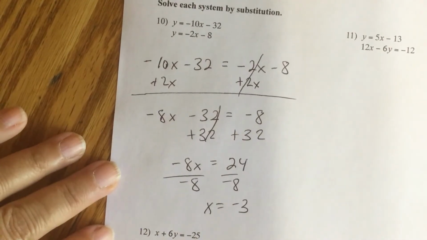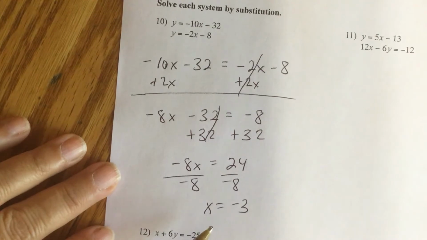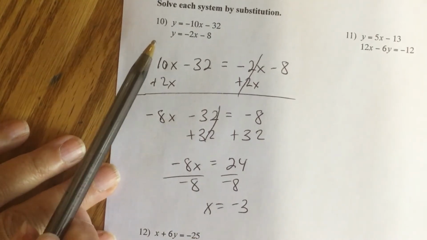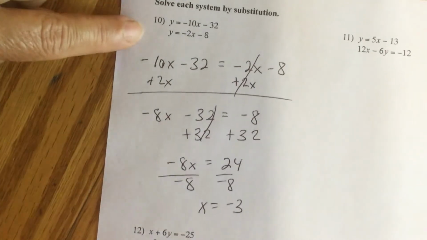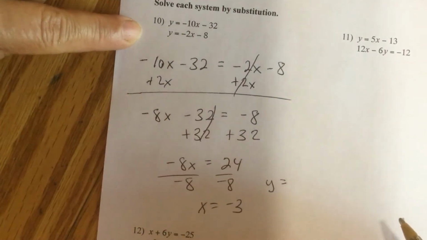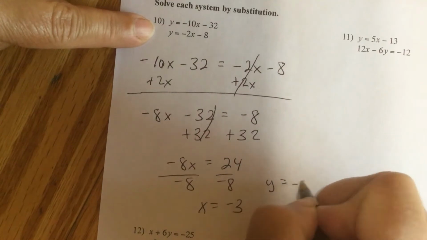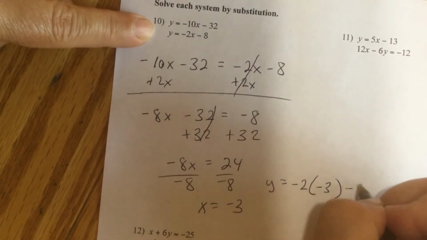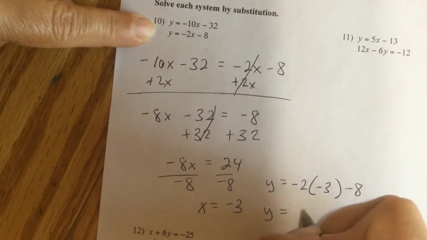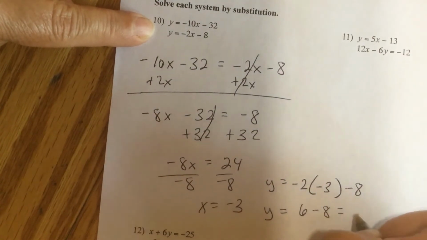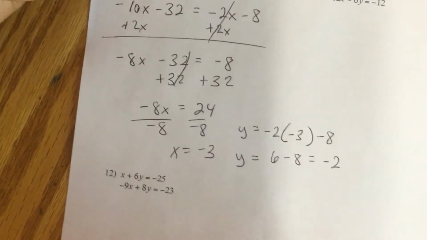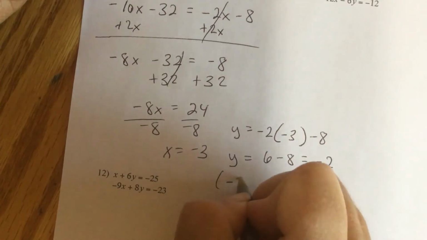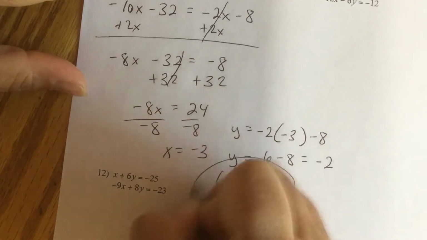Now, the one thing that's nice about substitution is once you get your first answer, it's really easy to get your second answer because your equation is set up to be y equals something. So y is equal to, and again, it doesn't matter which equation you use, negative 2 times negative 3, because that's our x, minus 8. So y is equal to positive 6 minus 8, which is equal to negative 2, which means the solution to our system is negative 3, negative 2.